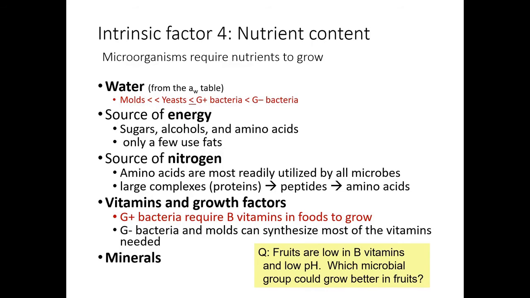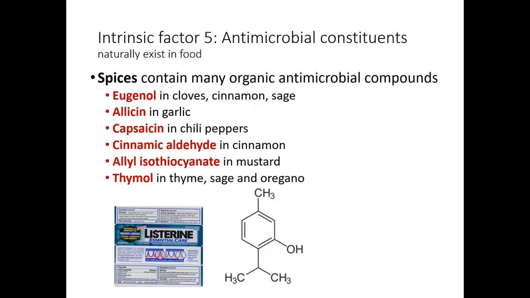Okay, so we know that gram-positive bacteria require B vitamins, so if fruits are low in B vitamins, we know that they aren't going to be able to grow very well in them, okay? So for your food project, if you're doing a fruit, then you should know that there aren't going to be very many gram-positive bacteria, or there won't be any.